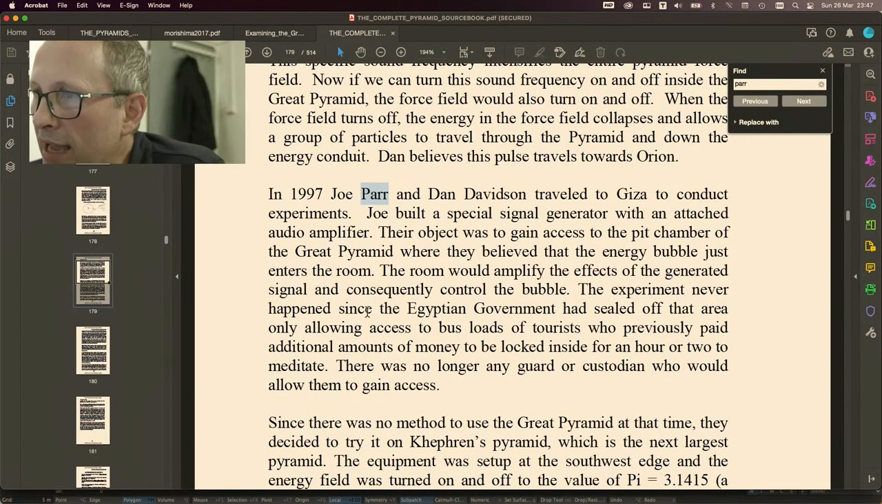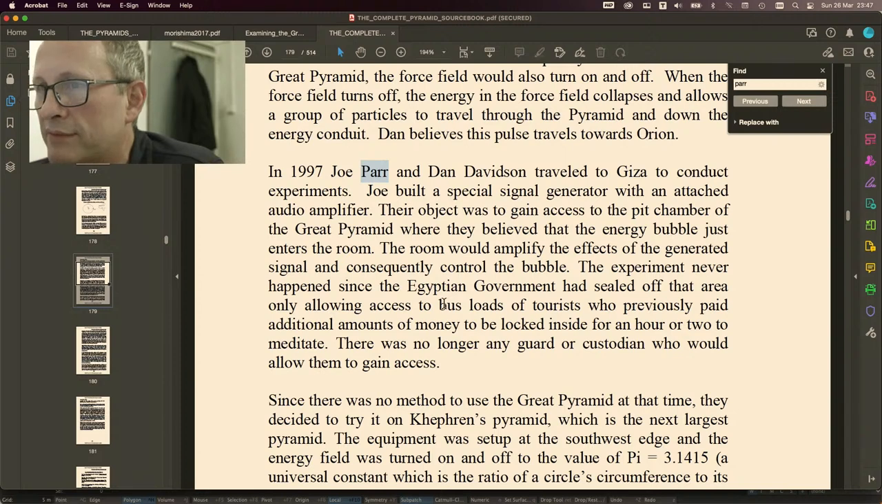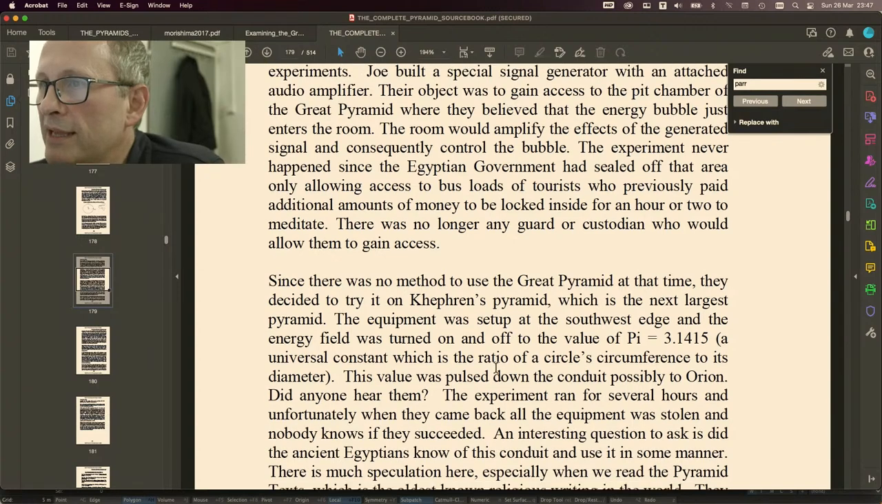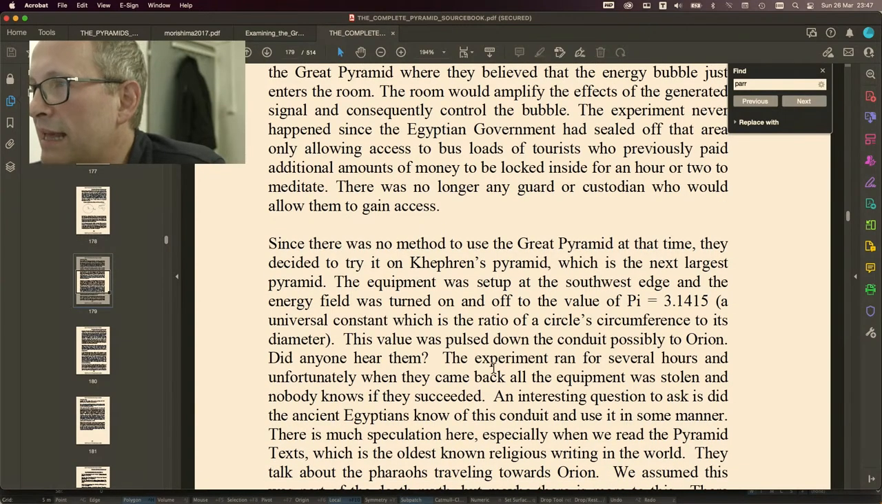The experiment never happened since the Egyptian government had sealed off the area, only allowing access to busloads of tourists who had previously paid additional amounts of money to be locked inside for an hour or two to meditate. There was no longer any guard or custodian who would allow them to gain access. Since there was no method to use the Great Pyramid at that time, they decided to try it on Khafre's Pyramid, which is the next largest pyramid.